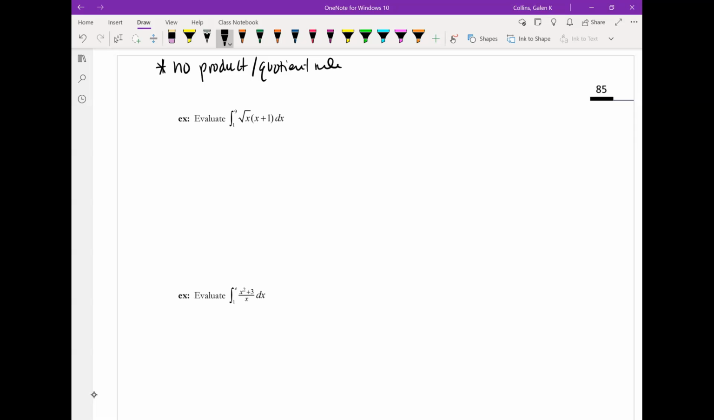So if we just take the expression, the square root of x times x plus 1, well, I could think of that as being x to the 1/2 power times x plus 1. And we can distribute x to the 1/2 power over the binomial x plus 1. So what we're left with is the definite integral from 1 to 9 of x to the 3/2 power plus x to the 1/2 power dx. From here, we could use the properties of integration that we learned in 6.1.